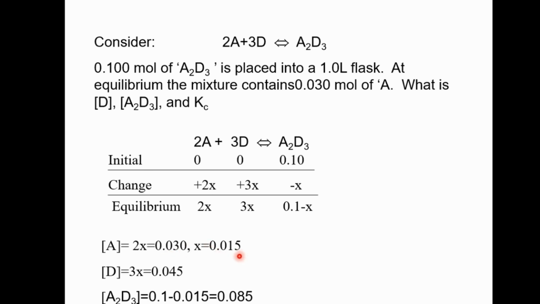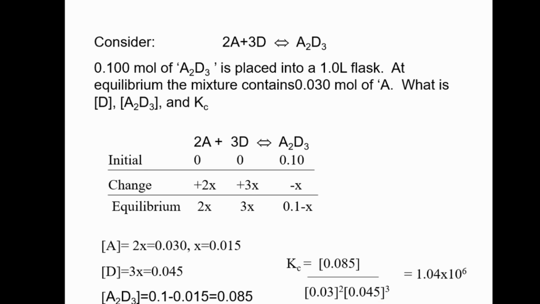And once we know what x is, then we can go 3 times that number. And then we can also come over here and go 0.1 minus 0.085. Then we know the equilibrium concentrations of everything. We can plug that into our equilibrium expression. And so notice here, products, A2D2 is right here. Down below I got concentration of A squared, the concentration of D raised to the cube power.